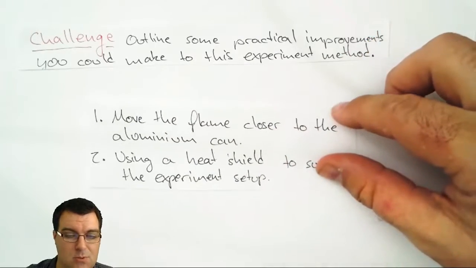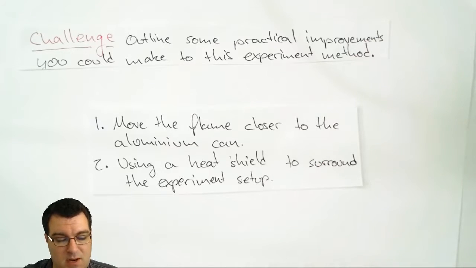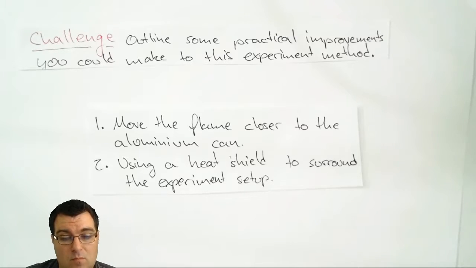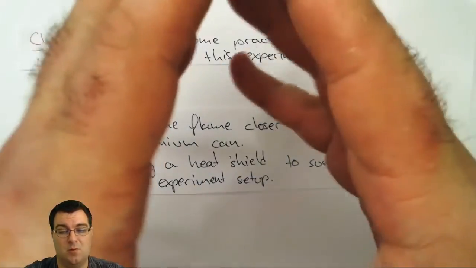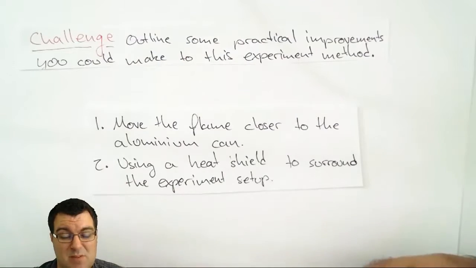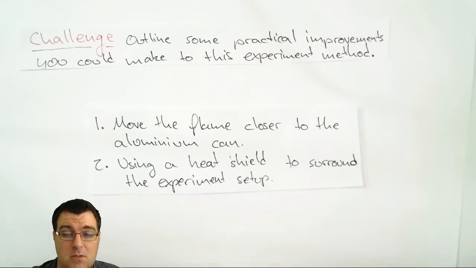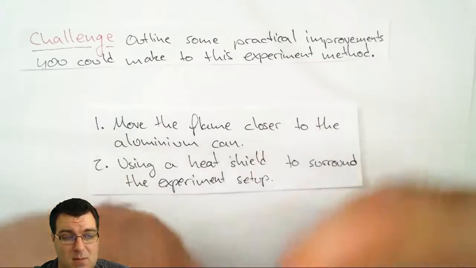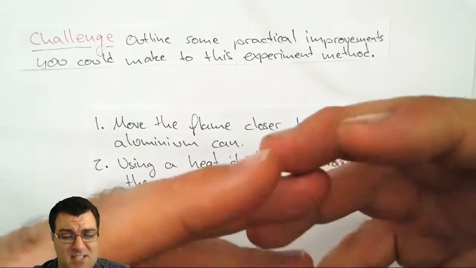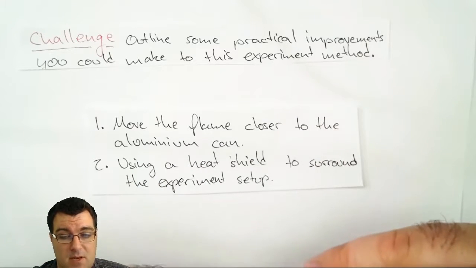So there are two key improvements that you can make with a simple setup in a school. One is to move the flame closer to the aluminium can. This potentially stops energy from spreading out from the flame as much. You're always going to lose some of the heat to the environment, and you should expect to lose approximately half on average, but you can minimize that loss and keep it at just a 50% loss by having the flame as close as possible to the aluminium can.